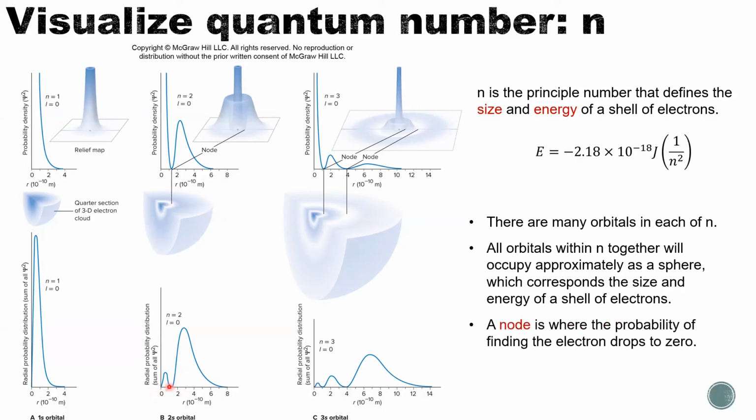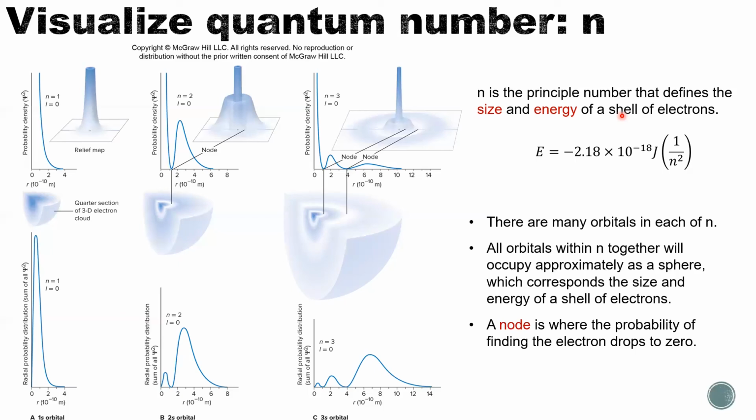When the probability of finding the electron drops to 0, we call that a node. This concept will be talked about later, so now we just introduce it here. So now you know that n defines the size and energy of a shell, and that shell is made up of multiple orbitals.